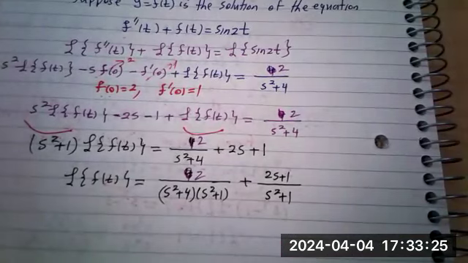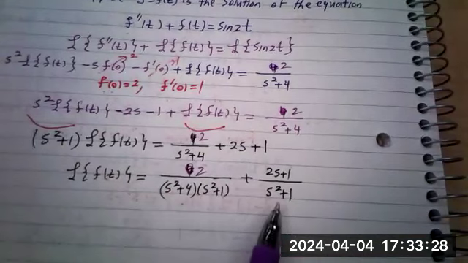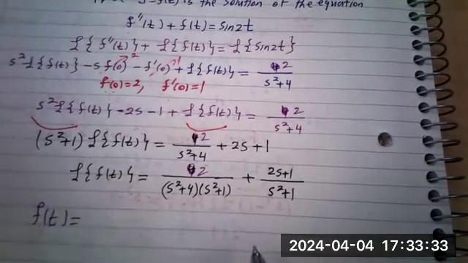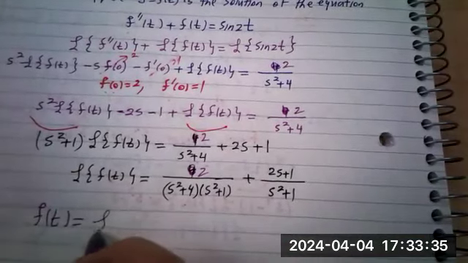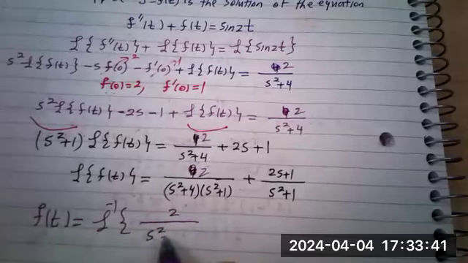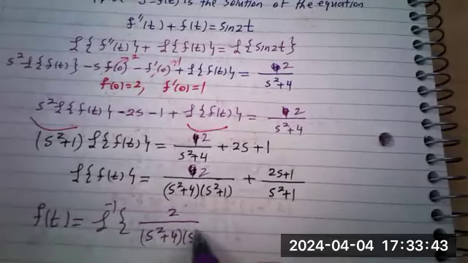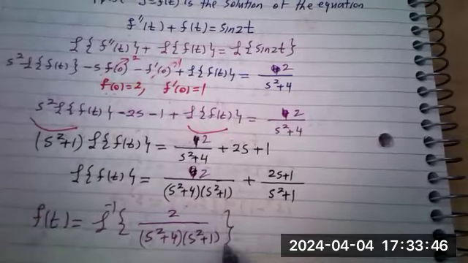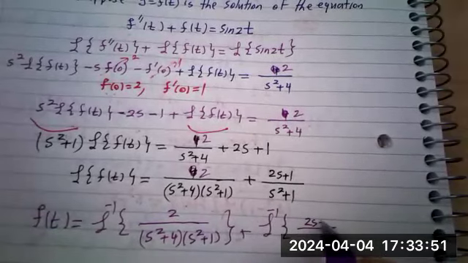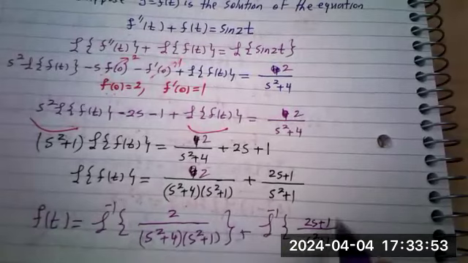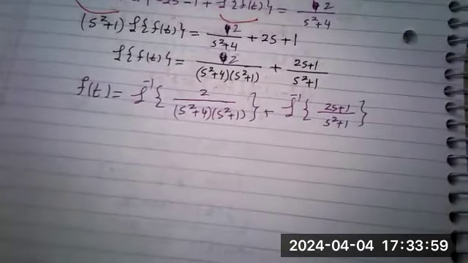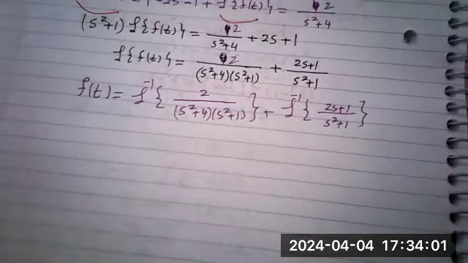Now, this is it, so f of t would be the Laplace inverse of this. The Laplace inverse is linear, so it's going to be Laplace inverse of the first one, 2 over s squared plus 4 times s squared plus 1, plus Laplace inverse of the second one. It's going to be non-homogeneous, of course. You have more work to do. You have to find the Laplace inverse of both of them.